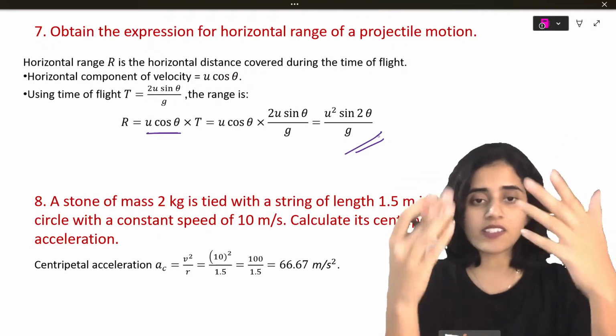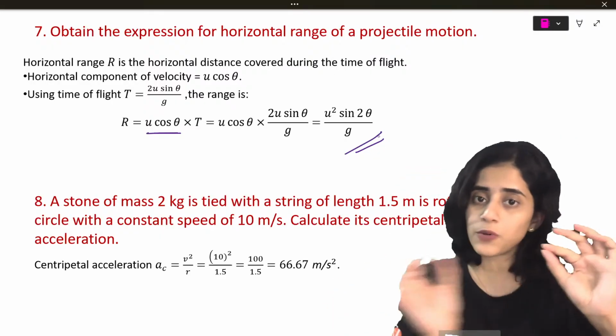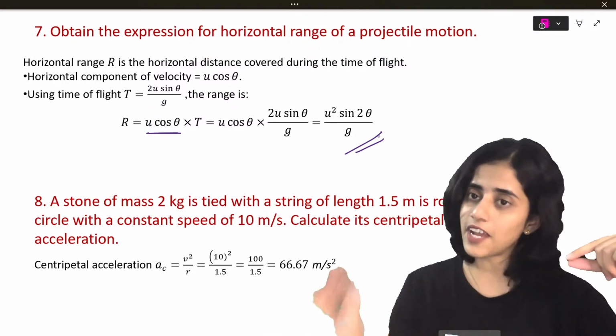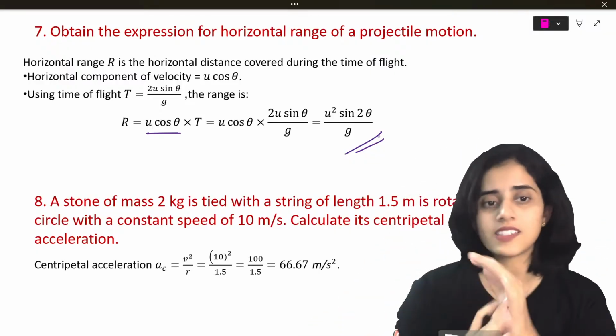Previously, I was doing the vertical component. Now I am doing the horizontal component. Horizontal component is along the x-axis. Initial velocity is u cos theta. Total time is T. So u cos theta into T will be your answer.